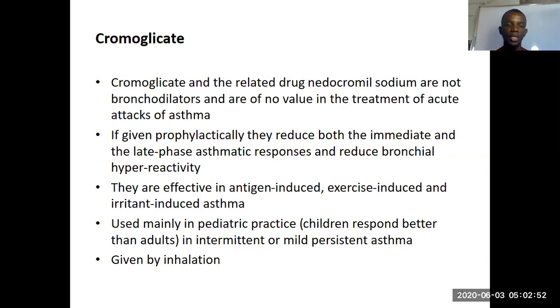So if you have been able to establish what causes the attack in a patient, you can use cromoglicate as a preventative measure, so that even when they come in contact with the irritants, they have a high chance of surviving the asthma attack. They are used mainly in pediatric practice. Children respond better than adults. That's why we use these drugs more in pediatrics. And they are used in intermittent or mild persistent asthma, and they are given by inhalation.